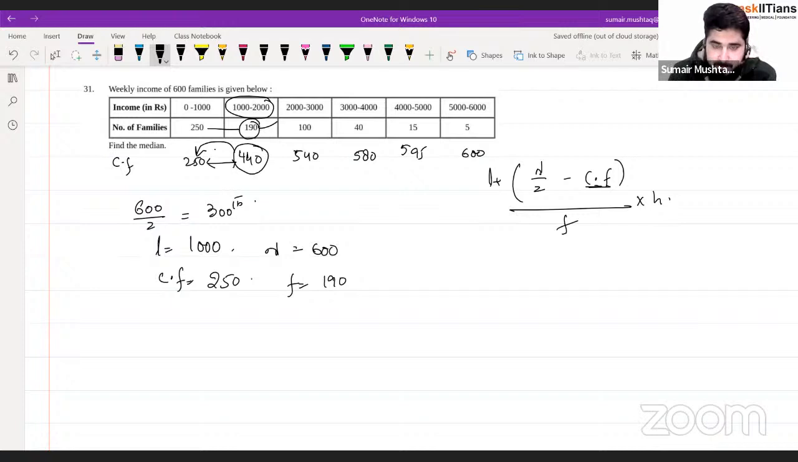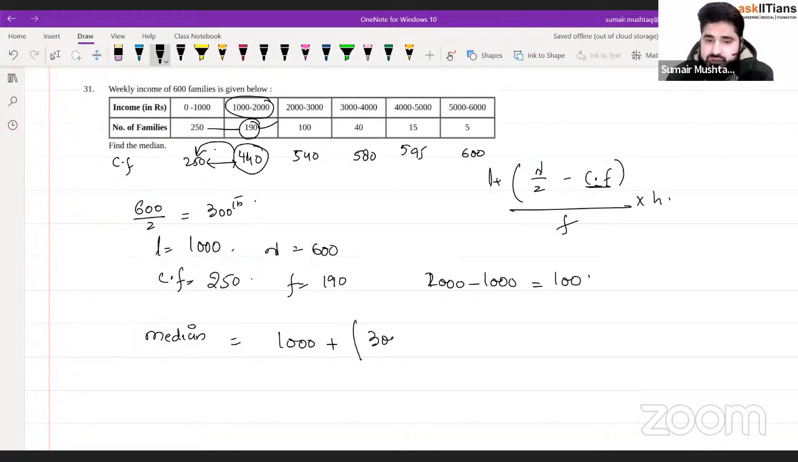Okay. One more thing. What is the next thing that you need to do? What is the height of this class? H means height, that is 2000 minus 1000. This is equal to 1000. So use the formula. So median will be equal to, I will tell you one more thing where the people are making the mistake here. 1000 plus, although all of you people have done this question correctly in your mocks. Okay, this is 1000, multiplied by 1000, you can get the answer after this.